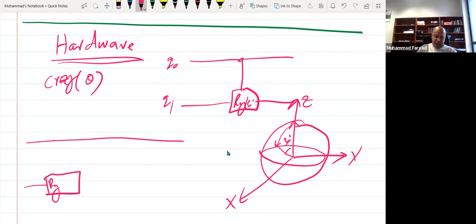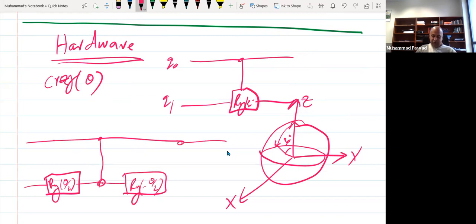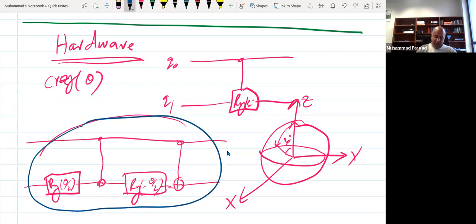So you do a rotation around Y by theta by 2, half of theta. And this you can do, okay, this is only a single qubit rotation. This is not a controlled qubit rotation, but then you do a controlled X operation, and then you do a Y rotation by minus theta by 2, and then you do a controlled X again. And this whole gate actually gives you a controlled Y rotation by theta.